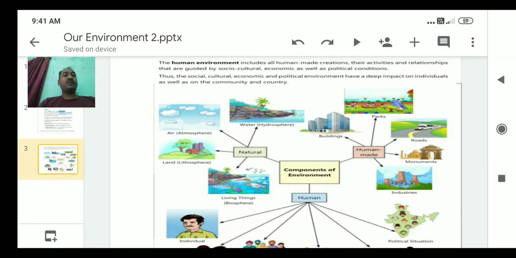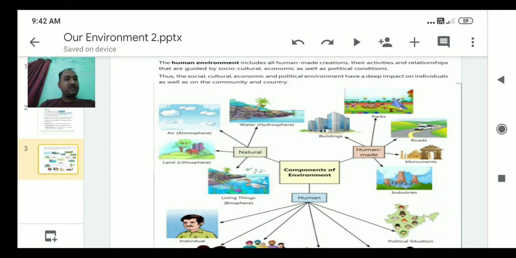Here is a picture. This picture is shown to you here. Through this picture we can easily understand what the components of environment are. Let us see. First point, it is mentioned here, natural environment. Just you can see the picture. Natural environment includes water. It is concerned with hydrosphere. Then second, air. It is concerned with atmosphere. Land. It is concerned with lithosphere. And apart from this, living things we can also find here. It is a part of biosphere.